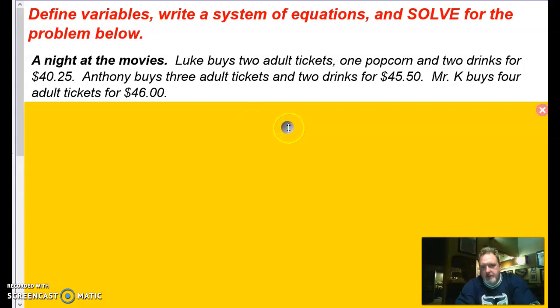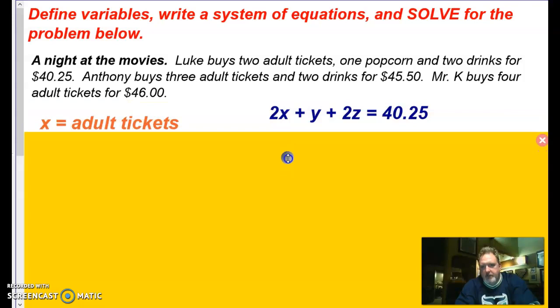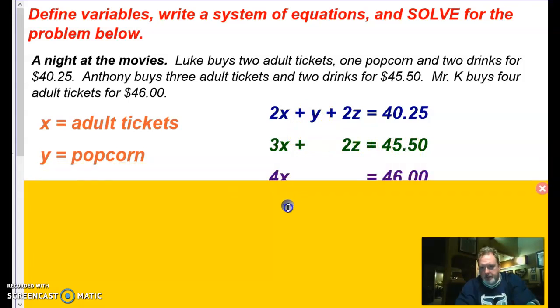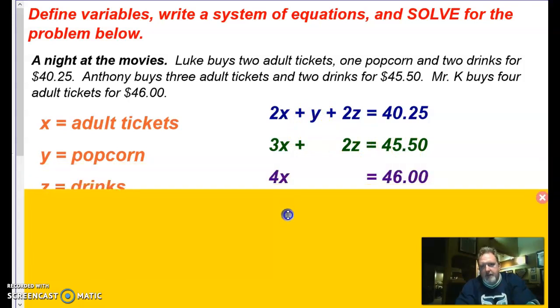And then we've got Luke has 2 adult tickets, 1 popcorn, 2 drinks for $40.25. Anthony has 3 adult tickets and 2 drinks. So notice I skipped a spot here because he didn't buy any popcorn. So $45.50 was his total. And I cheaped out. I just bought tickets and no drinks and no popcorn. And so we got 4 adult tickets for $46 there. Again, by lining this up, it allows me to see what I have and don't have.